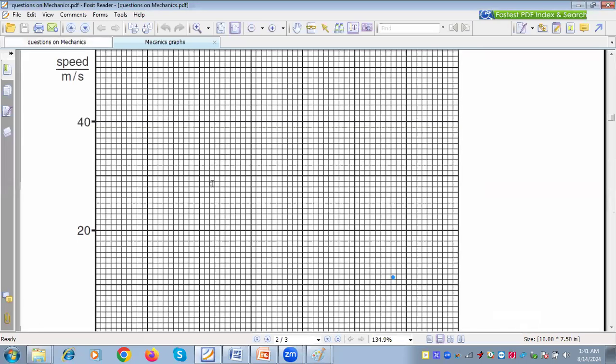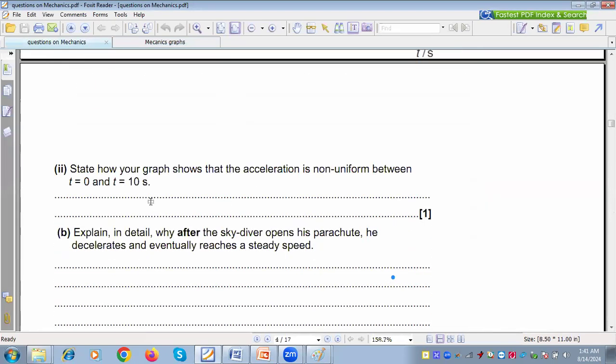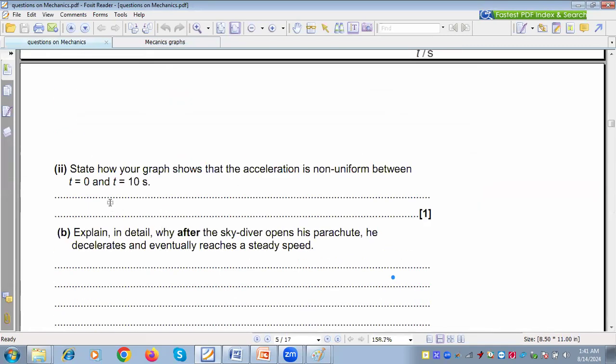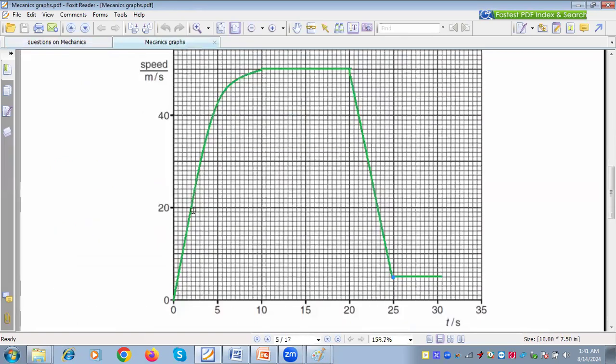Let us go to the next part of the question. So the graph is plotted. I've shown the graph. State how your graph shows that the acceleration is non-uniform because the gradient is decreasing. Have a look at the graph. In the beginning it's a straight line, which means uniform acceleration, then decreasing acceleration. It's not deceleration. This region shows the decreasing acceleration, meaning the speed is still increasing but at a lower rate.